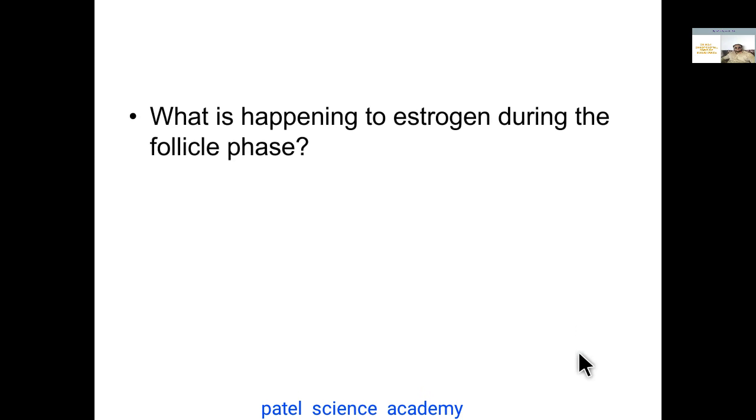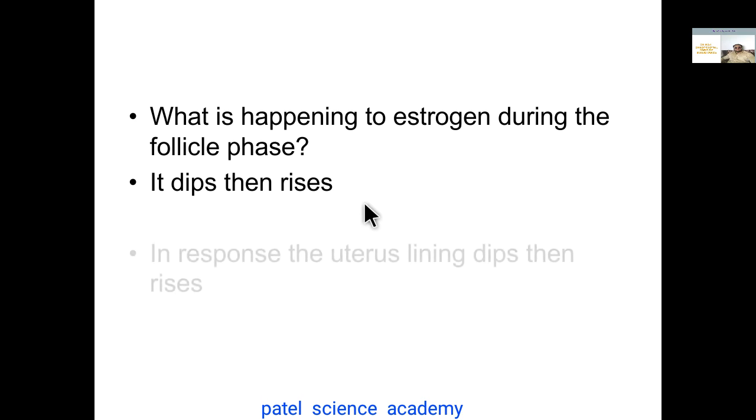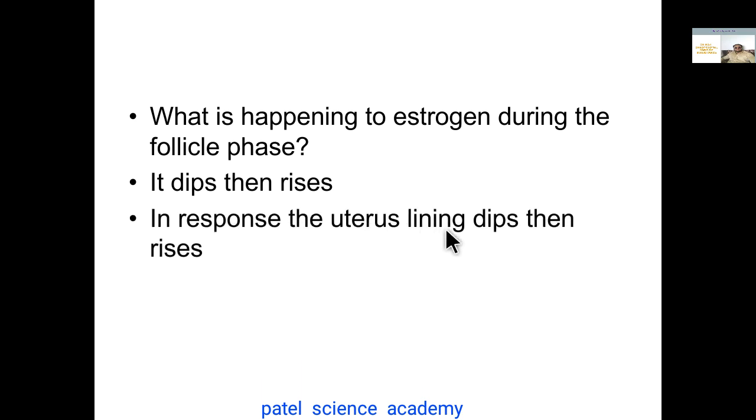What is happening to estrogen during the follicle phase? What is the relationship in the estrogen hormone? First it dips, and then its level rises. In response, the uterus lining dips, then rises. This is the role of estrogen.